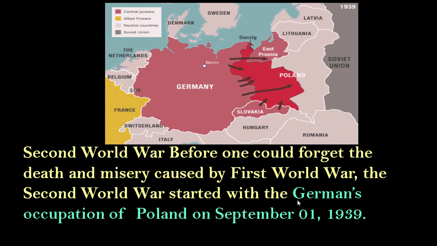The Second World War: before one could forget the death and misery caused by the First World War, the Second World War started with the German occupation of Poland. So here you can see the German occupation of Poland on September 1st, 1939. By this, the Second World War began.